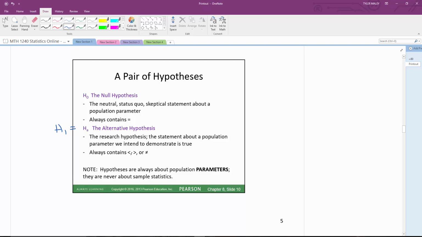So this is always going to contain one of these symbols: less than, greater than, or not equal to. So if we use an equal sign, some words that you might see are maybe is or has stayed the same.